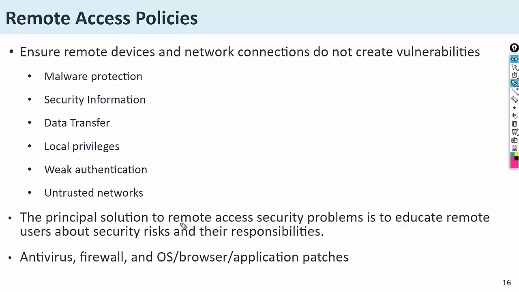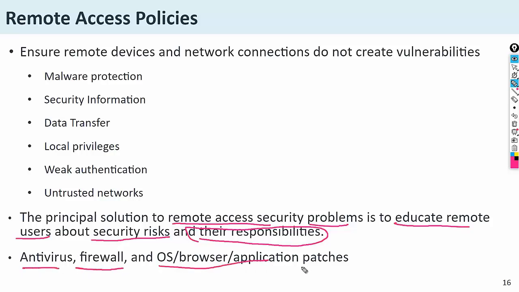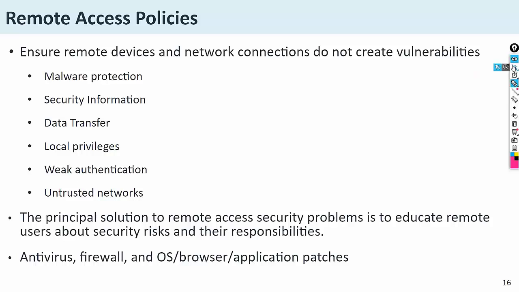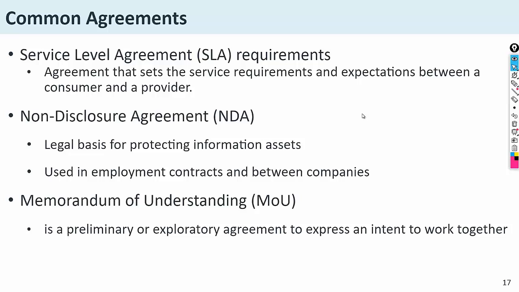The principal solution to remote access security problems is to educate the users who are going to access the system remotely, with training about the security risks and the responsibility of the user. They must have antivirus, firewall, OS and browser applications patched. Patched means updated: antivirus updated, firewall updated, browser application and operating system must be up to date.